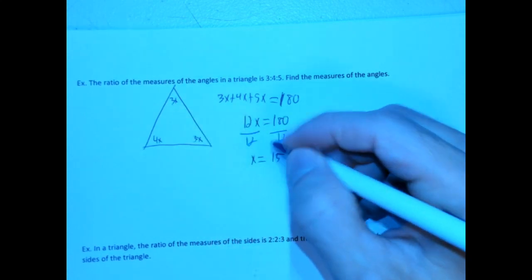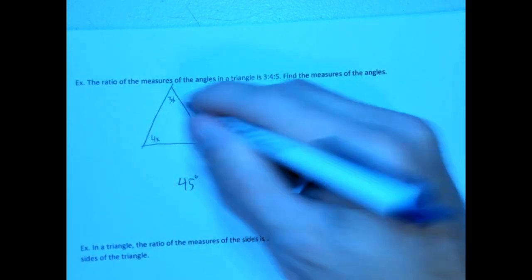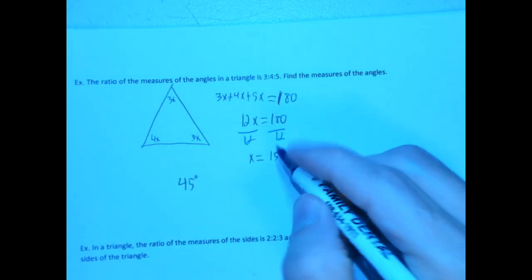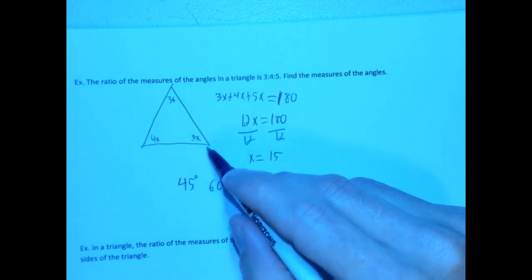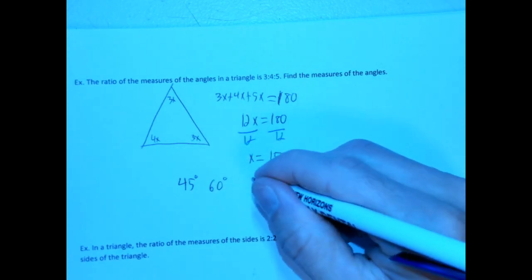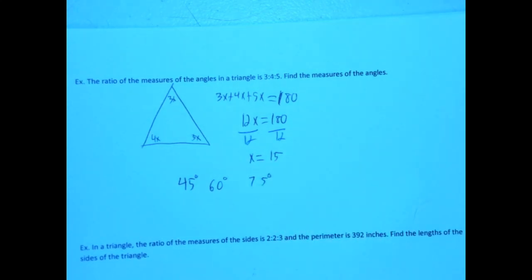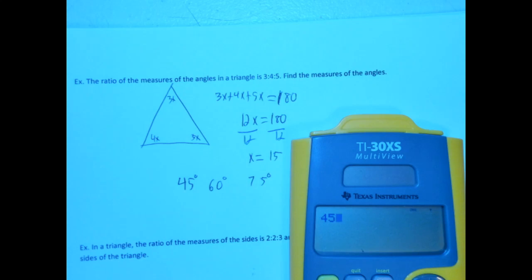So 3 times x would be 45 degrees, because 3 times 15. 4 times 15 would be 60 degrees. And 5 times 15 would be 75 degrees. Let's make sure those all work. So 45 plus 60 plus 75 should equal 180, and it does. There you go.